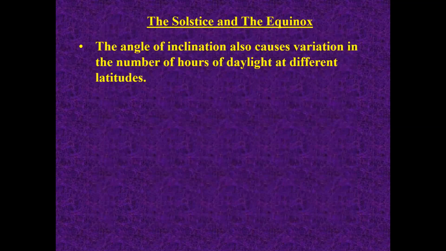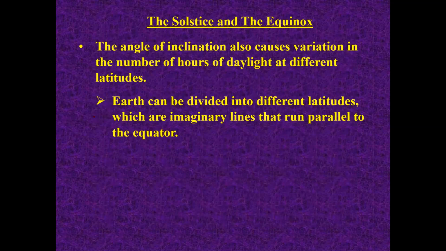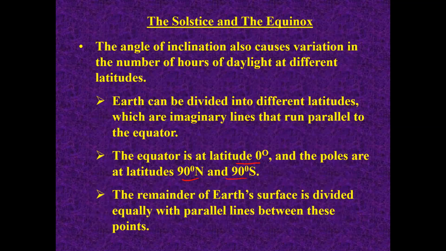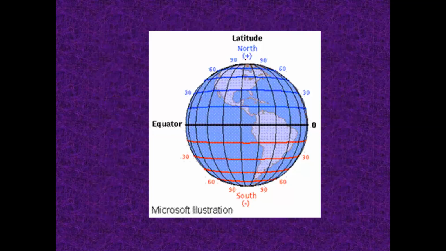Okay, solstice and the equinox. Angle of inclination causes variation in the number of hours of daylight. Earth can be divided into different latitudes, imaginary lines parallel to the equator. The equator is latitude 0, and the poles are at 90 north and 90 south. The remainder is divided into equal parallel lines. So here we go, 90 degrees, 0 degrees. And Edmonton is right here. It's between the 49th and 60th parallel. So the 60th parallel divides the provinces from the territories.